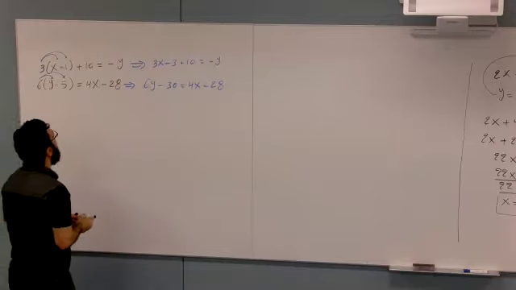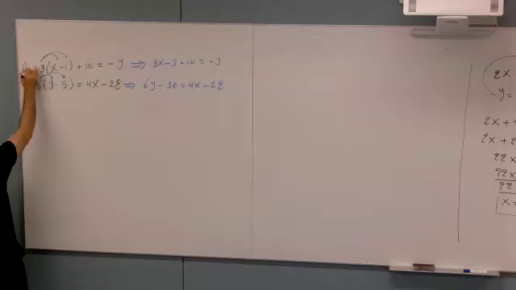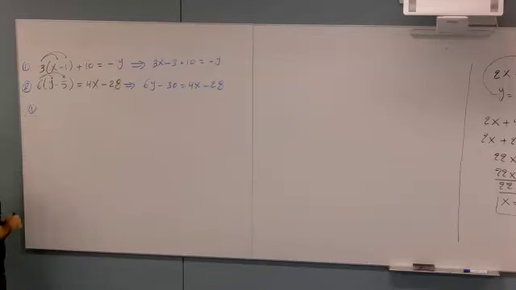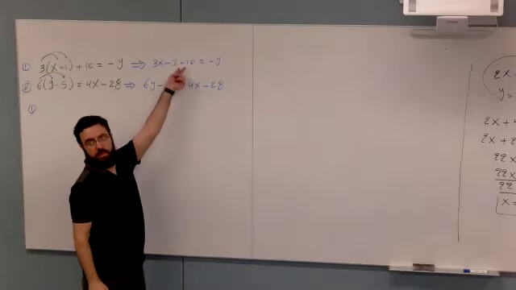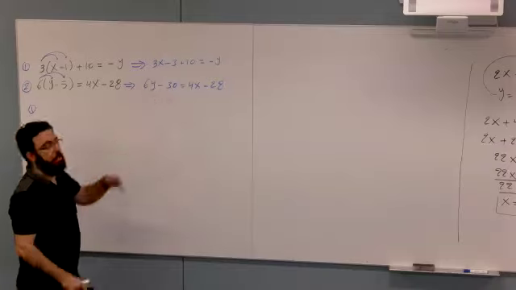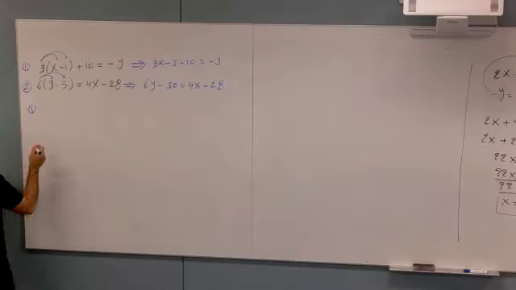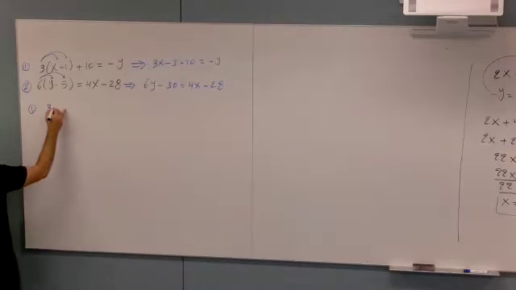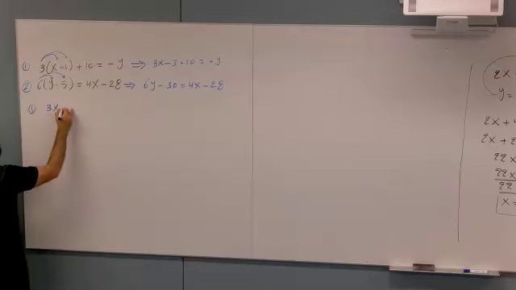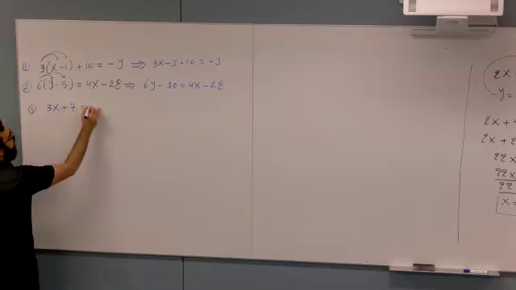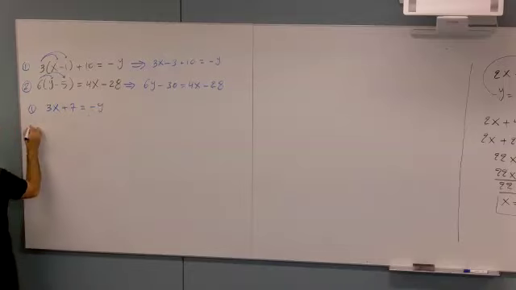First one, let's say this is number 1. Number 2. Now for number 1, what are you gonna do? We're just gonna add these together, right? So negative 3 plus 10. 3x plus 7 equal what? Negative y.